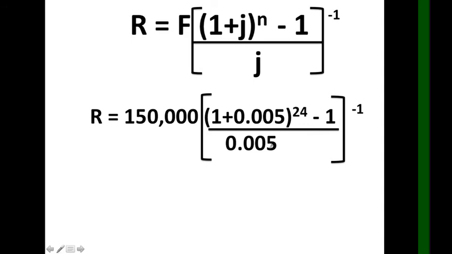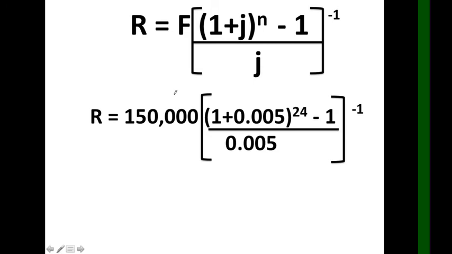Click equals. Your answer will be raised to negative 1, then click equals, and multiply by 500,000. Click equals. I repeat: open parenthesis, 1 plus 0.005, close parenthesis, raised to 24, click equals, minus 1, click equals, divide 0.005, click equals, raised to negative 1, click equals, multiply by 500,000, click equals.